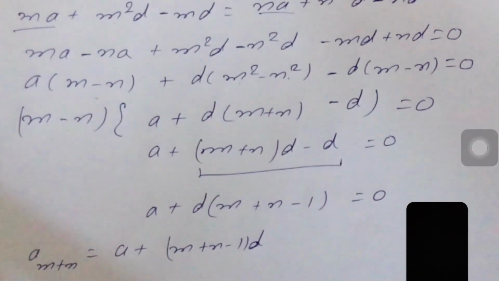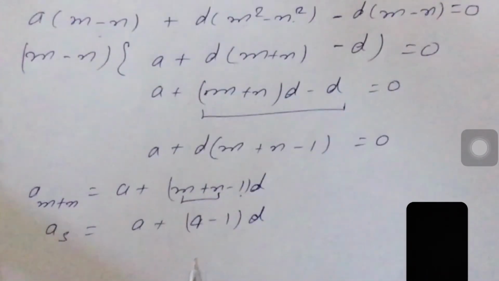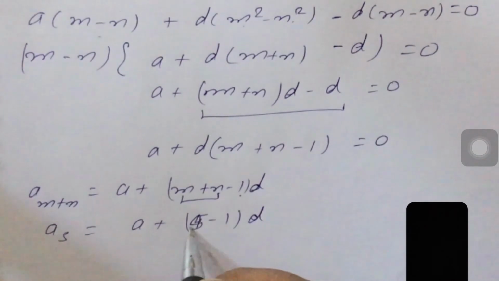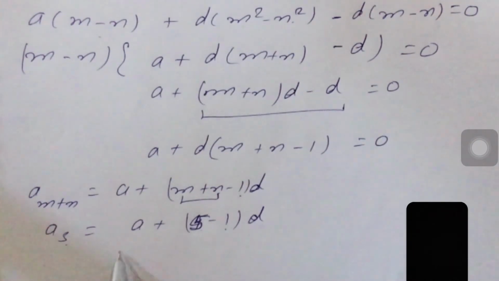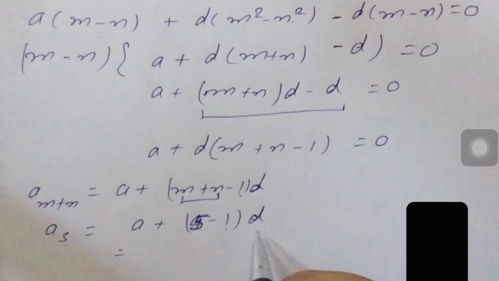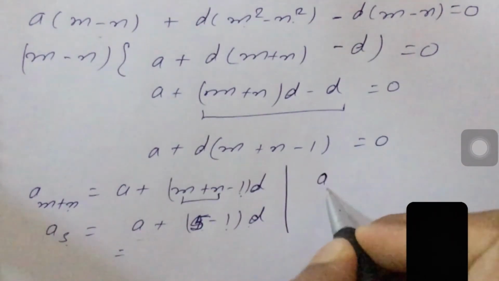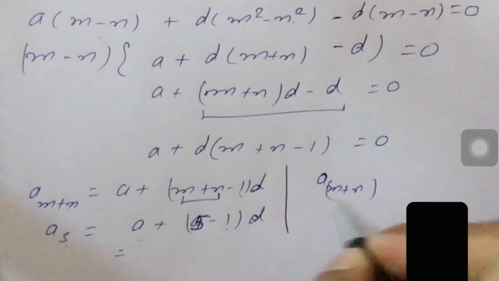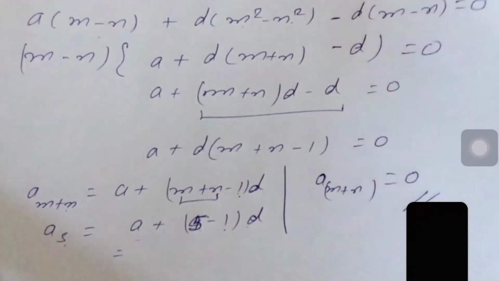Not understood? Like see, if I want to write a5, how do I write? a plus (5 minus 1) into d, means whatever term you have, in that we do minus 1. Yes or no? Yes. So here also we did minus 1. So if this is correct, this is also correct. So can I write a_(m plus n) is equal to 0, and hence proved. Understood?